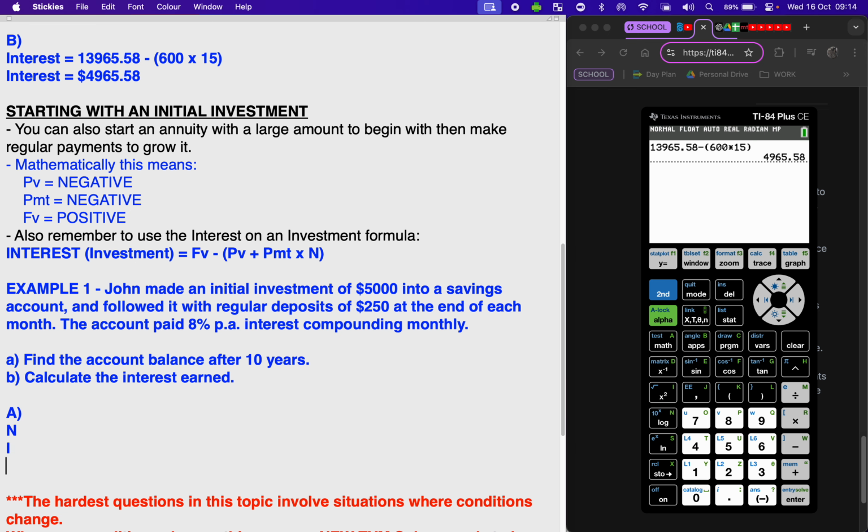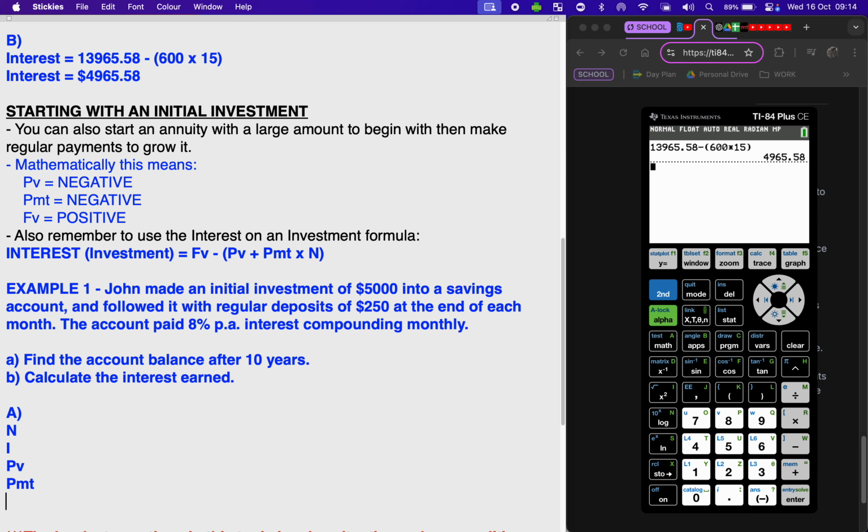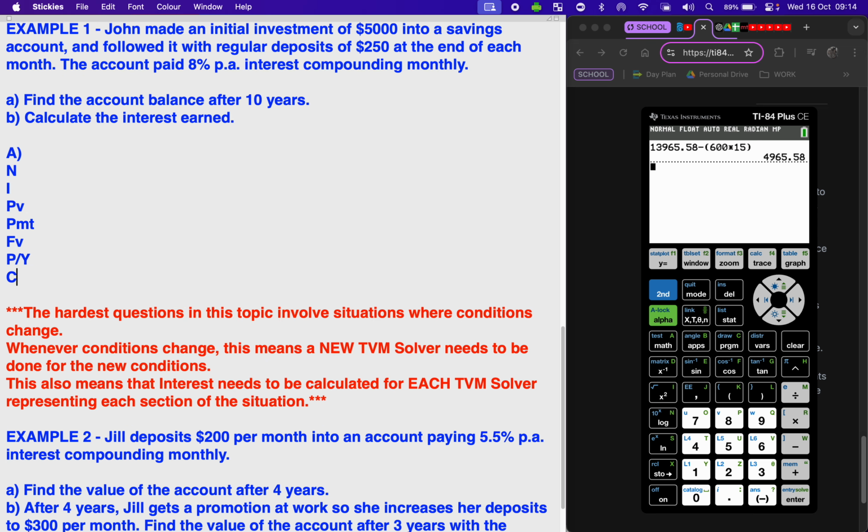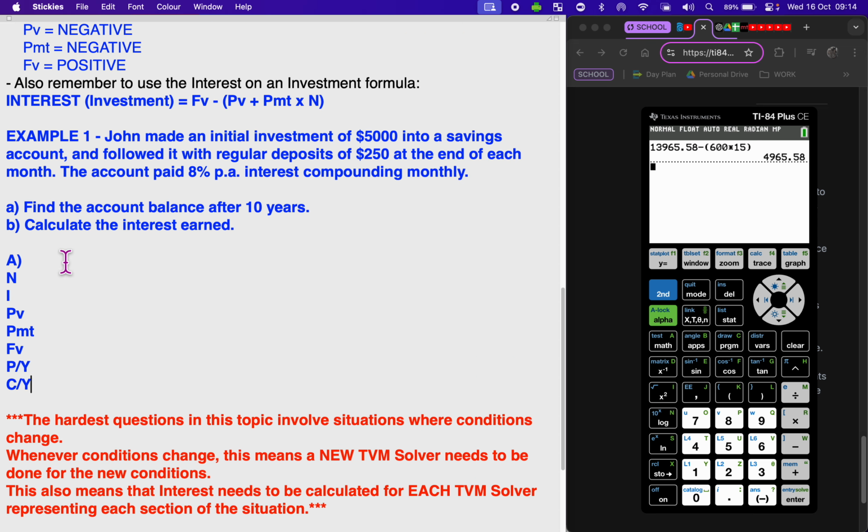N, I, PV, PMT, FV, PY, CY. Leave N alone for now. Answer the stuff that you can get straight away. What is the interest rate of John's account? Do I need to convert? PV. Is he starting off with a certain amount of money in the account? What sign would I put that in as?